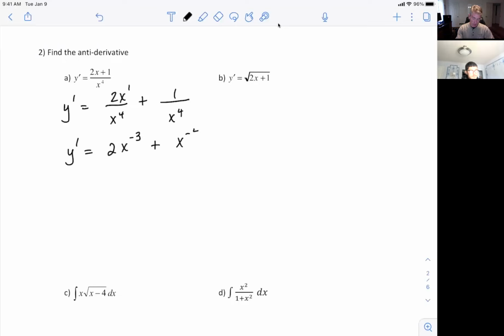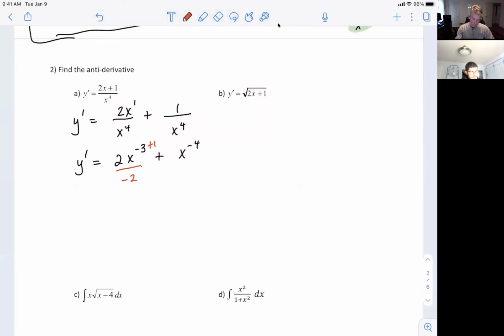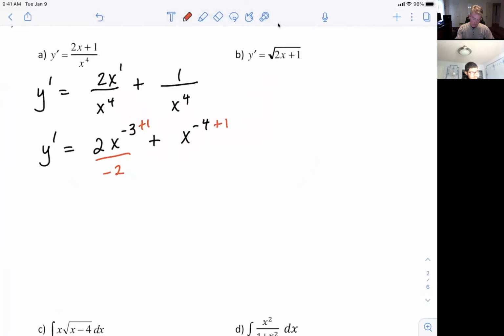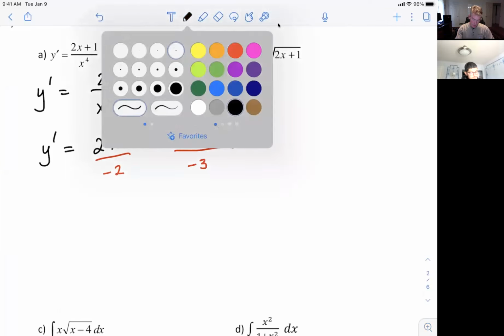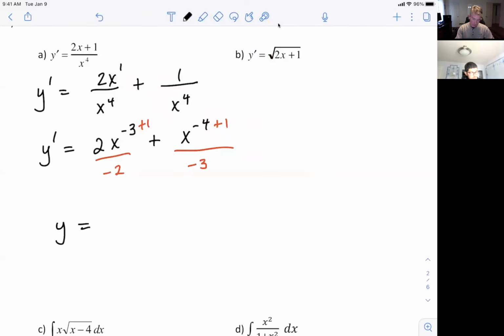And then I could rewrite this other one as x to the negative 4. And then do the opposite of the power rule. So add 1 to the exponent. On this one, that's going to be a negative 2. And then divide by negative 2. On the next one, add 1, so that's going to be negative 3, and then divide by negative 3. So what does it leave? It leaves, well, the 2's will cancel right here, so it's going to leave negative, and then x to the negative 2, and then that one's done. And then this one is going to be negative x to the negative 3 over negative, oh wait, I already put the negative, so just over 3.